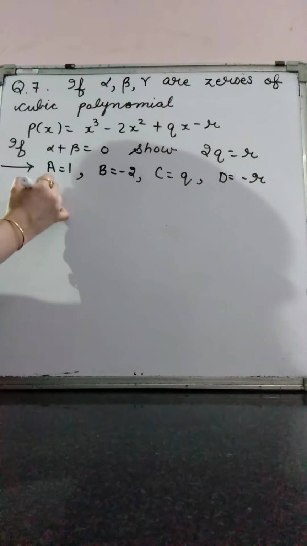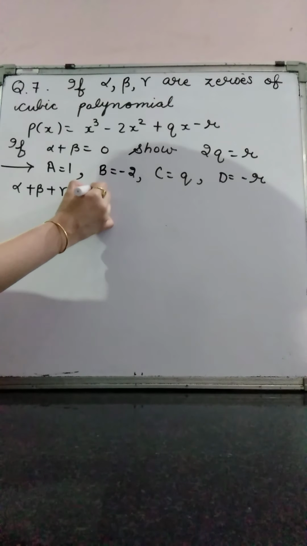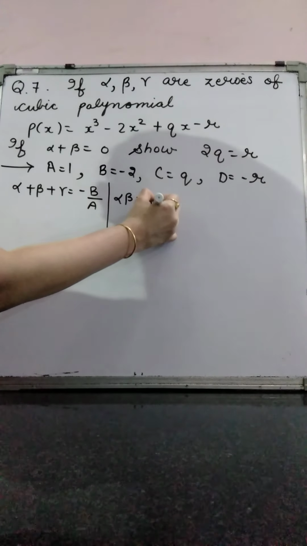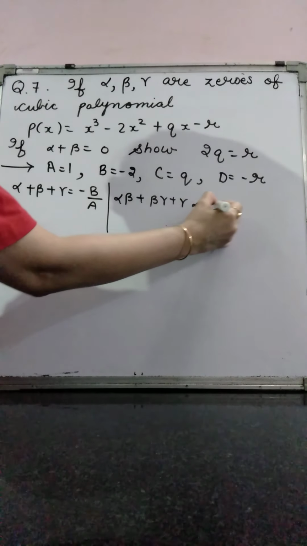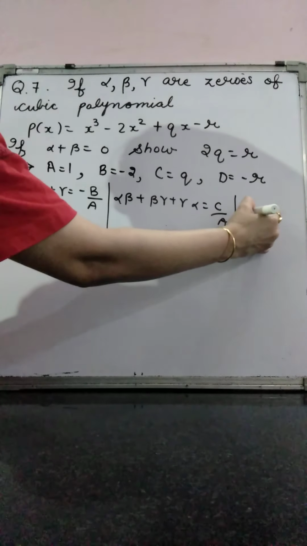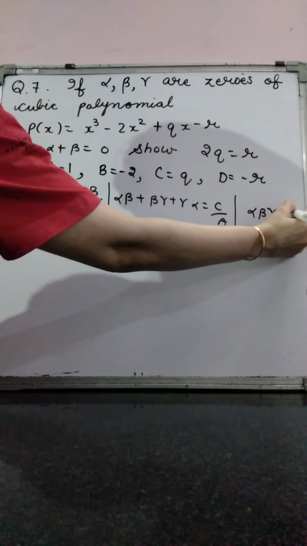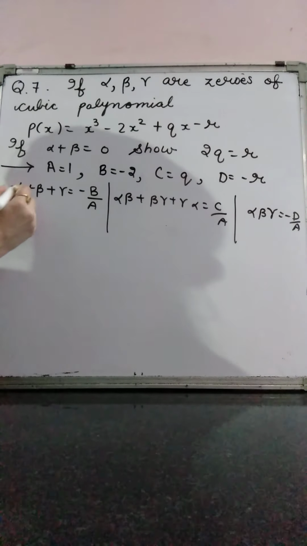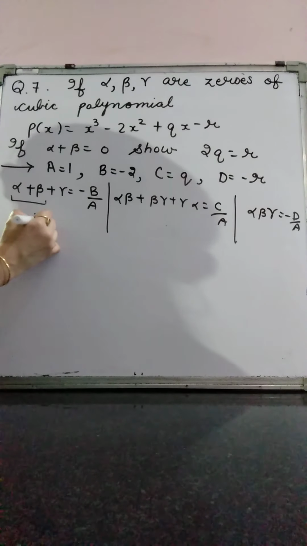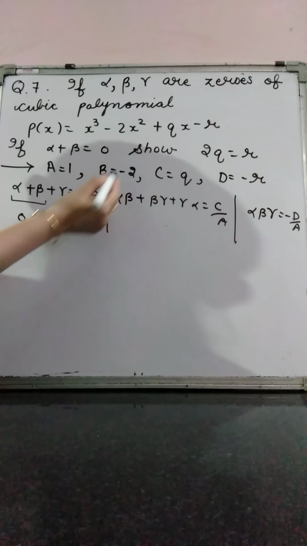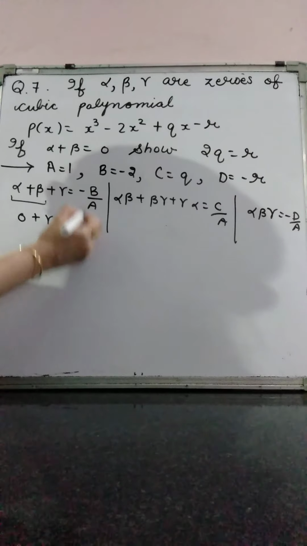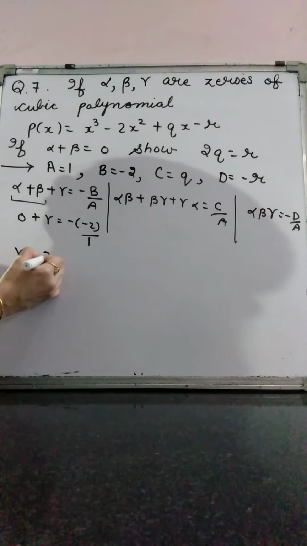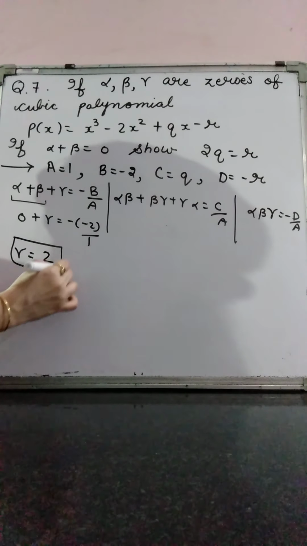Apply the formulas: alpha plus beta plus gamma is equal to minus b by a. Alpha beta plus beta gamma plus gamma alpha is c by a, and alpha beta gamma is minus d by a. Now substitute the value of alpha plus beta, that is 0, and value of b, that is minus 2, and the value of a, 1. You get the value of gamma is minus and minus, that is plus. The value of gamma is 2.